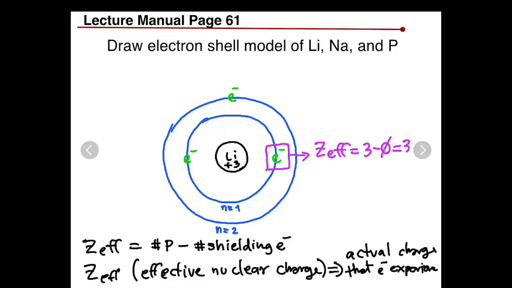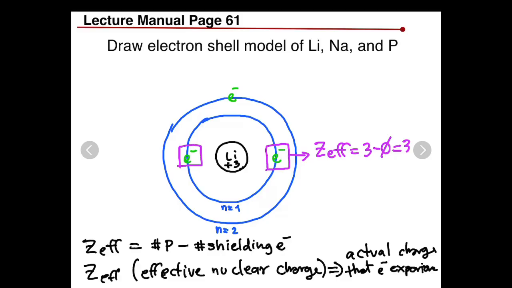Now, if you consider a different electron, it would experience the same, because these 2 are not blocking each other's view since they are in the same layer. So this one is also going to experience an effective nuclear charge equal to 3, according to this: 3 from the protons minus the number of shielding electrons, which is 0. The higher the effective nuclear charge, the stronger the interaction.